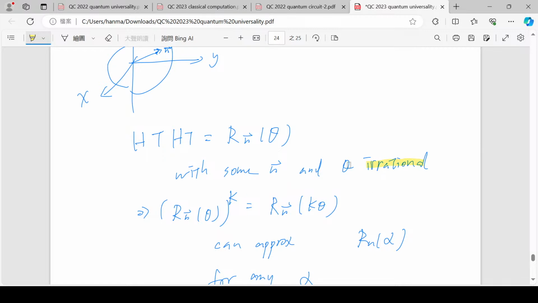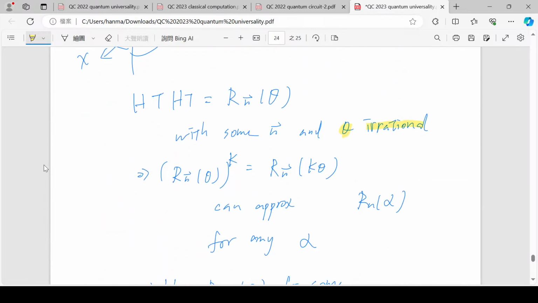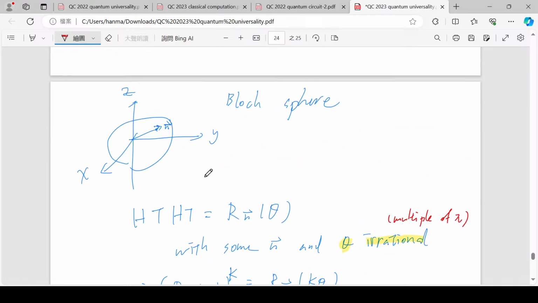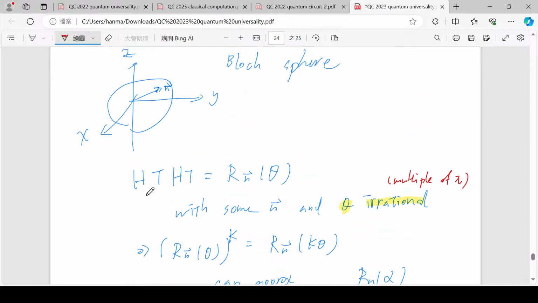So here first we use that theta is irrational. Theta irrational is the important thing. I guess here by irrational we actually mean an irrational multiple of pi. Because theta equal to 2 pi is like 1, right? Theta equal to 2 pi is one circle. So we want to say it is an irrational fraction of a number of circles. So theta is an irrational multiple of pi.